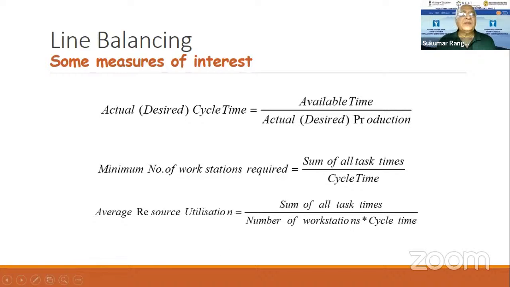So some measures of interest: actual cycle time is equal to available time divided by the actual desired production. The minimum number of workstations required is the sum of all the task times divided by the cycle time. Like we said, you want the cycle time to be 20 and the task time is 90 minutes. So you can't have 4.5 machines, you'll have to have 5 machines. Average resource utilization is the sum of all the task times divided by the number of workstations times the cycle time.